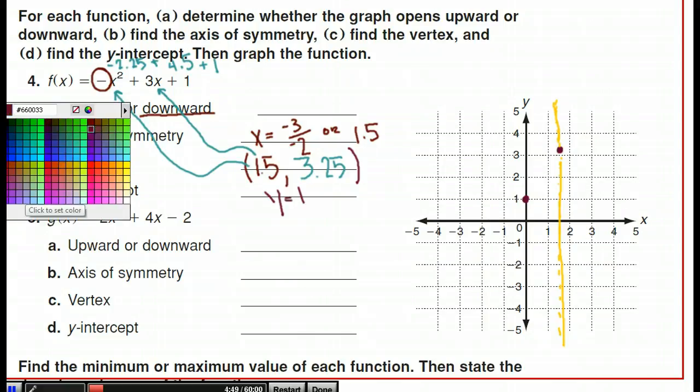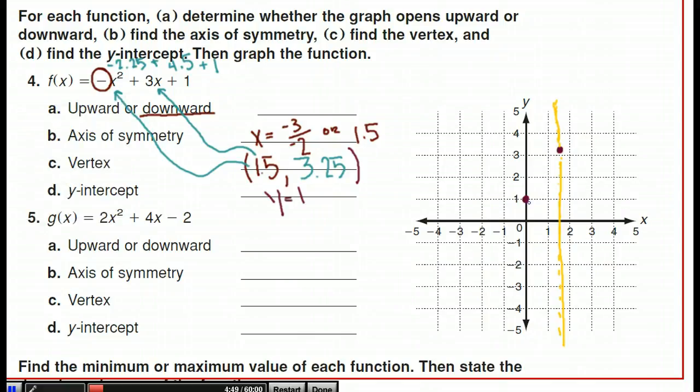So we go and we can reflect the y-intercept over that point. So if this is 1.5 away from the axis of symmetry, it's going to end up being right exactly here. So I can get a fairly accurate sketch, and it opens down. So I can get a fairly accurate sketch of my parabola.